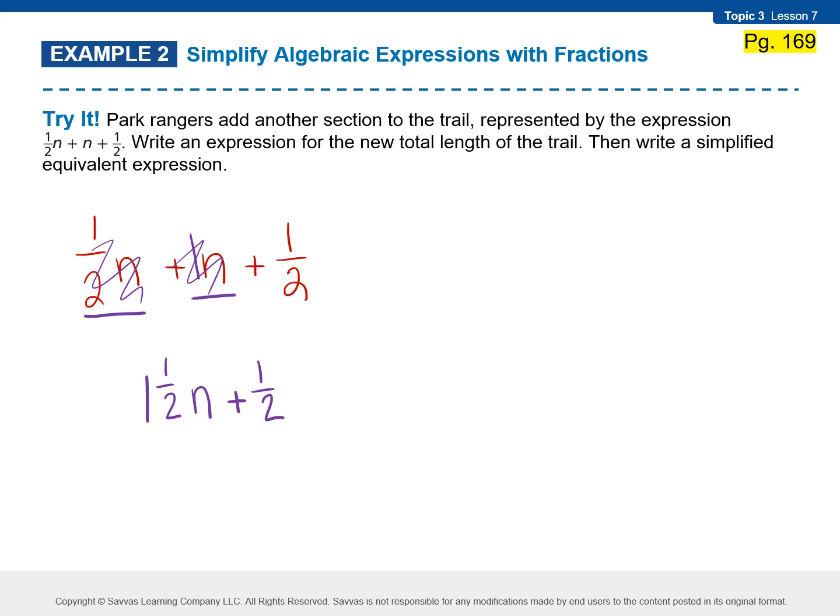Now, even though you see a half here and a half here, you cannot add those together because this 1/2 does not have the variable n. And it's also a whole number over here. This is 1 1/2, not just 1/2 on its own.